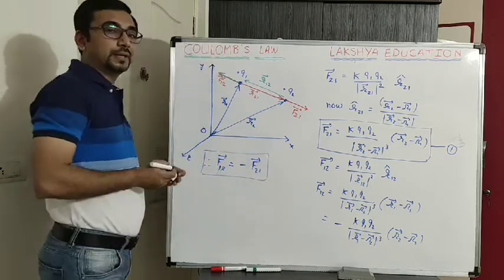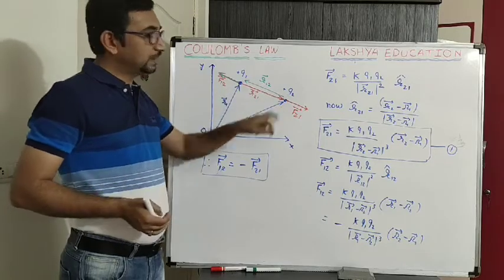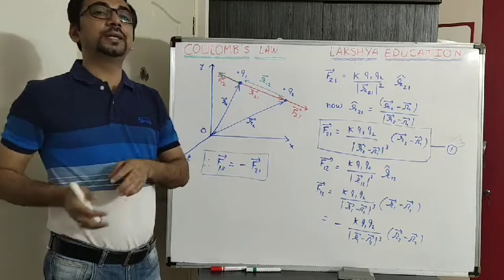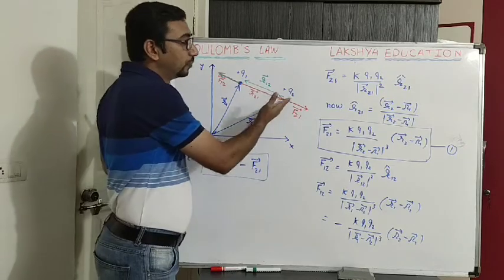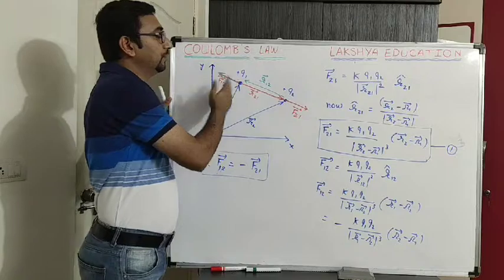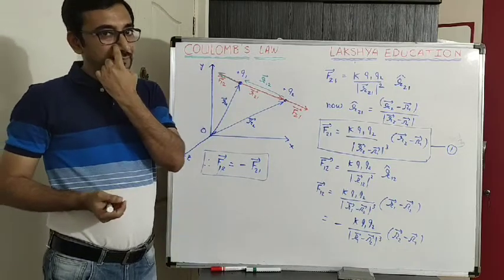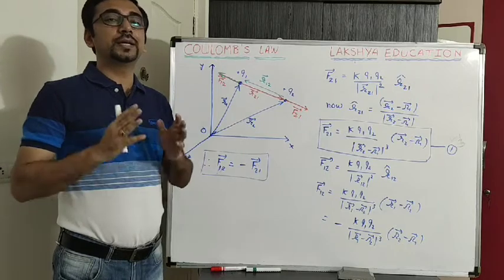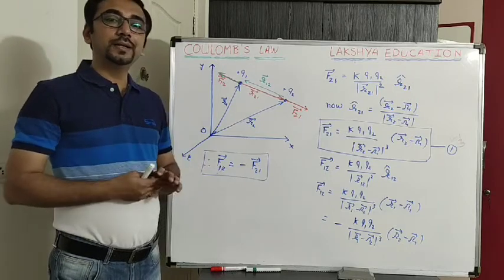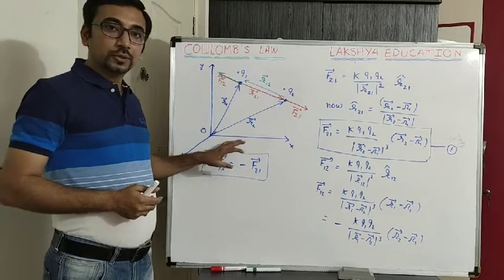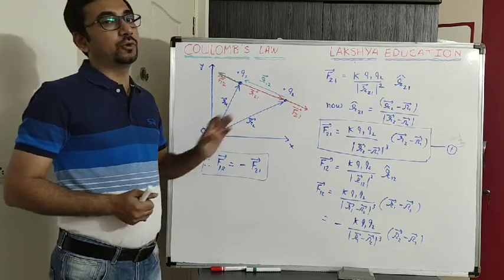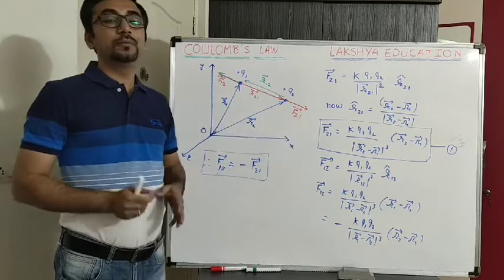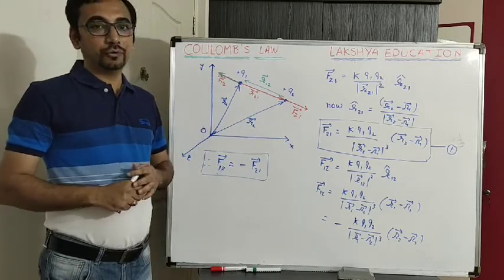So the force exerted by the first charge on the second charge is equal in magnitude and opposite in direction to the force exerted by the second charge on the first charge. That means the forces are created in a pair, and action and reaction forces are equal in magnitude and opposite in direction. So here also Newton's third law is followed. So this was the representation of Coulomb's law in vector form.